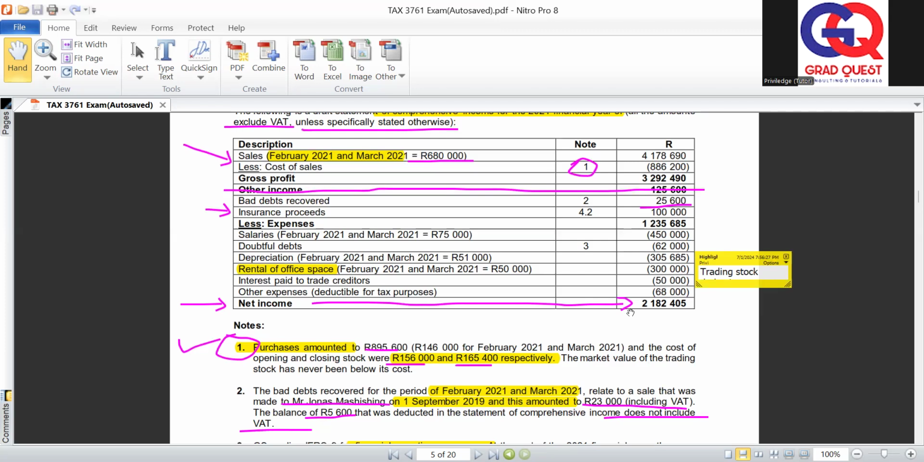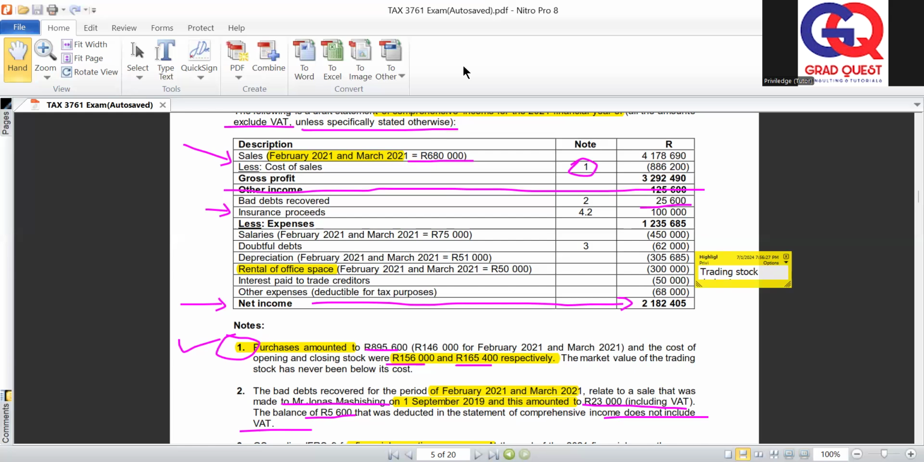So how would you do that? Because they gave you the breakdown of what made up that value, you need to identify what constituted the trading stock deduction. Here we are told that the taxpayer purchased to the value of 895,600. And then the values you're seeing here, the 146 for Feb 2021 and March 2021, relate to part number 2 of this question, because there's something about VAT which you were expected to perform. The cost of the opening as well as the closing stock amounted to 156 as well as 165,400 respectively. The market value of the trading stock has never been below its cost.